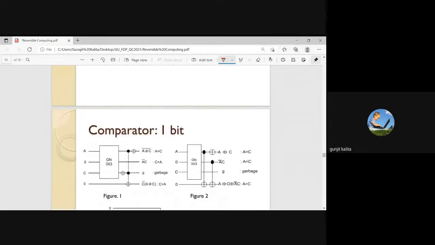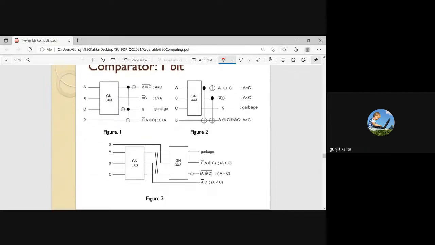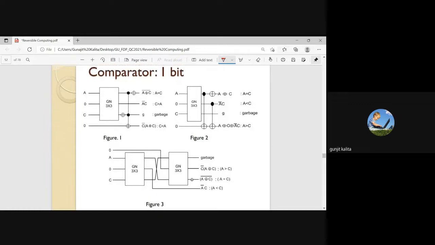And you can design a single bit comparator in various ways. If you see this here, A and C are inputs, so this is telling us A equal to C. Here it is telling C is greater than A, and here it is telling C is smaller than A. And this is garbage. So in this particular structure, we are using one gate like this, this is a Toffoli gate, and these are inverters. If you make this arrangement, our comparator is satisfied. This is your equal, greater than or equal to, whatever.